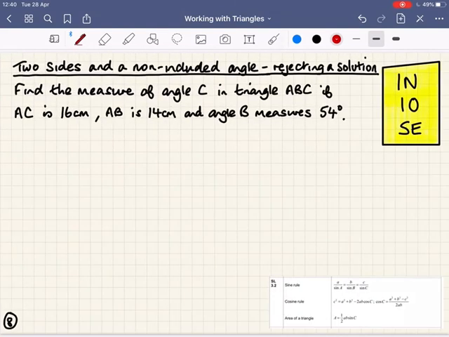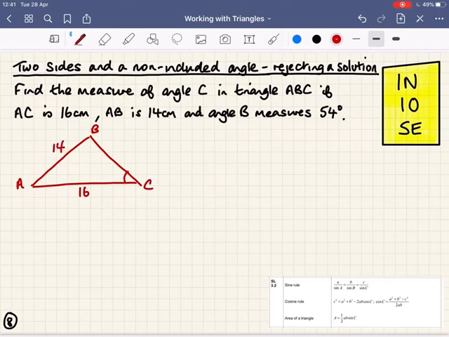So here is a similar question, but this time with different values. And if we do the same routine, find the measure of angle C in a triangle ABC. If AC is 16, AB is 14, and the angle B is 54. So again, I'm just going to sketch it. Always good when you're doing an exam question to sketch the information you're given. We want the angle C, so I'm marking that. AC is 16 and AB is 14. And the angle at B is 54.